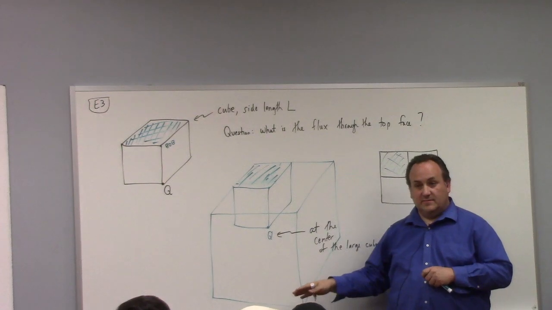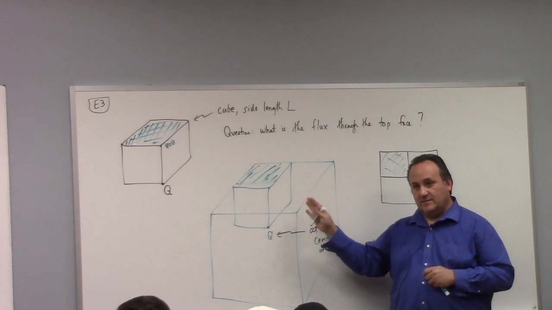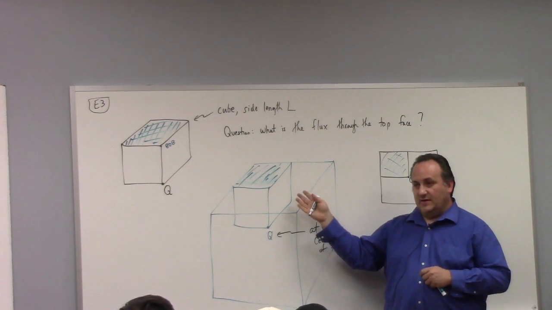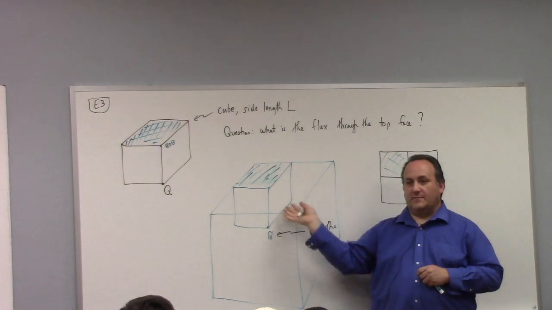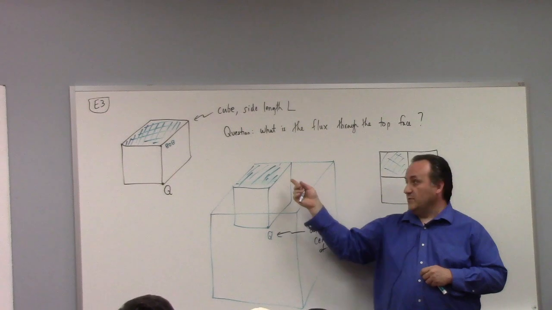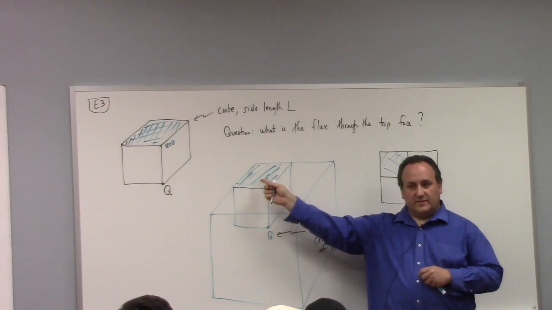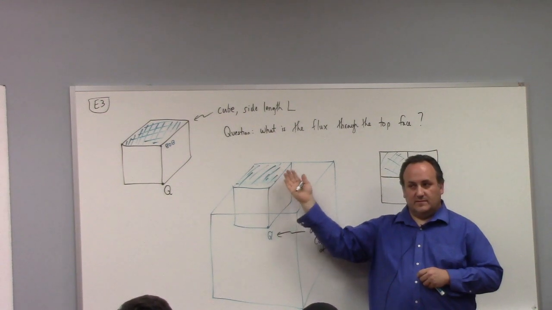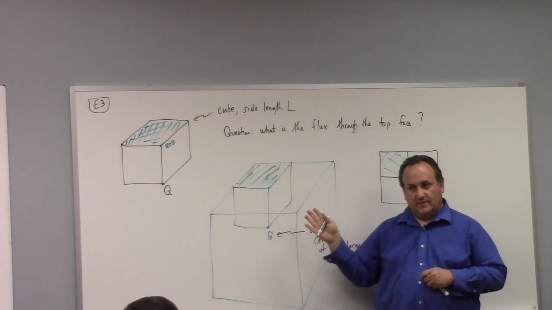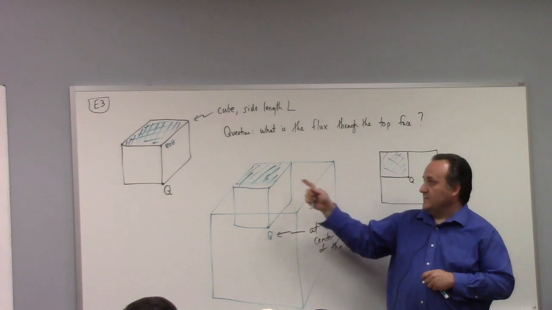The same as the bottom, and the side, and the side, and the side. There are 6 faces, so 1/6 of the total flux in the big cube must go through the top face of the big cube. And the little square is 1/4 of that face, so it would take 24 of these little squares to cover the surface area of the big cube. Since it's symmetrical, 1/24 of the flux must go through there.